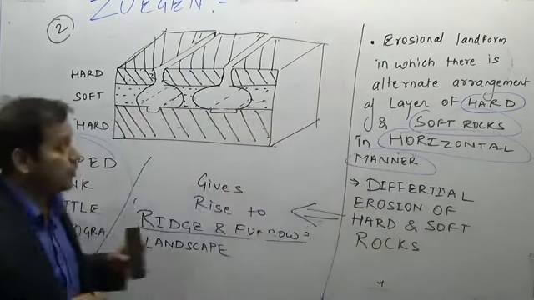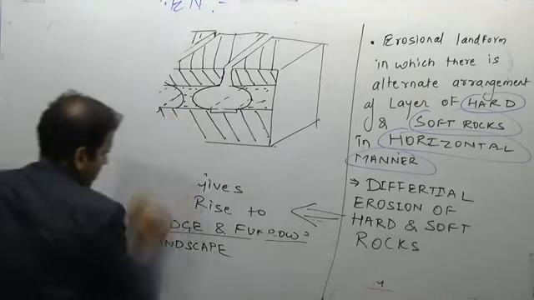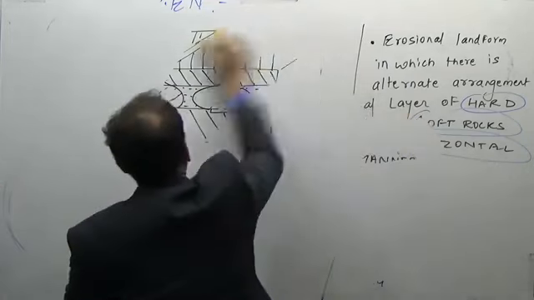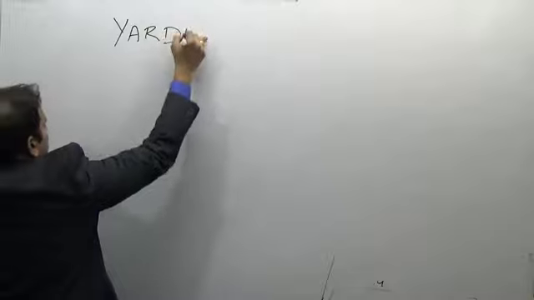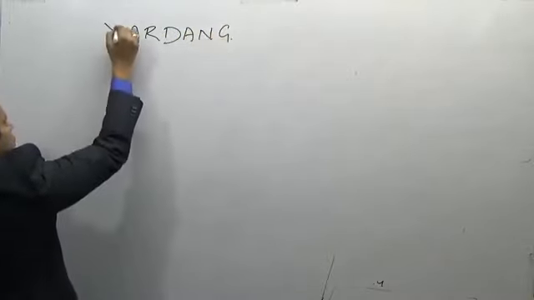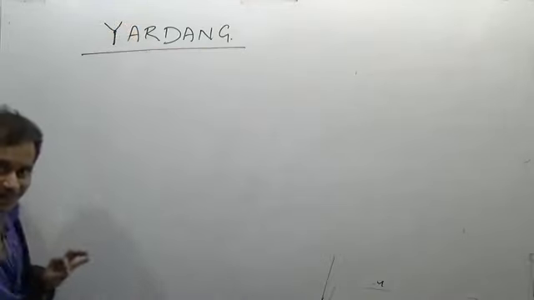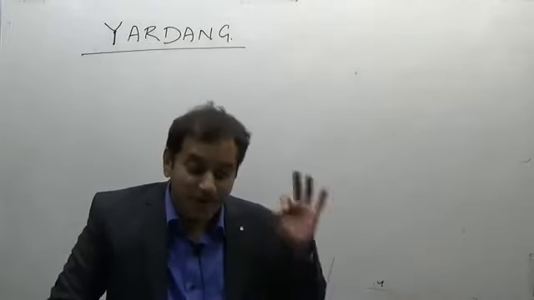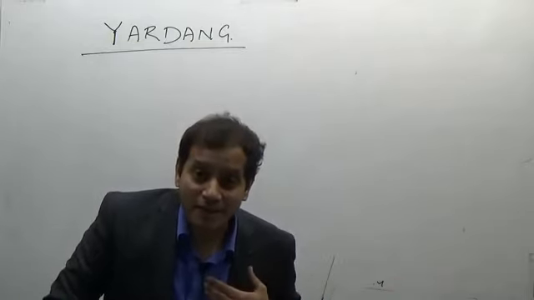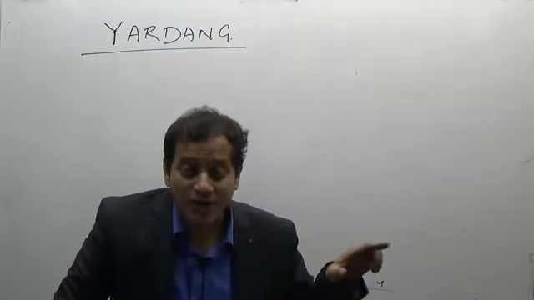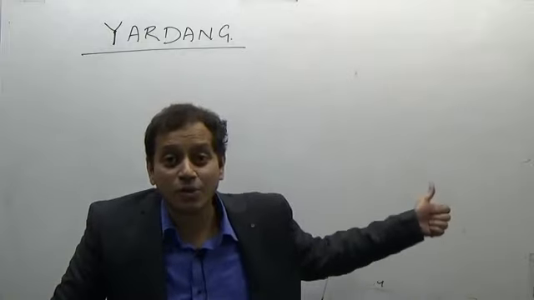Now come to the third kind of topography, that is yardang. How do you write capital Y? This way. Now looking at the lower line of a Y, you remember some shortcuts which will help you in the preliminary examination. When there is an alternate arrangement of hard and soft rocks in a vertical manner, Y main line is vertical, Z main line is horizontal. In a vertical manner, the differential erosion gives rise to a topography which is known as yardang.